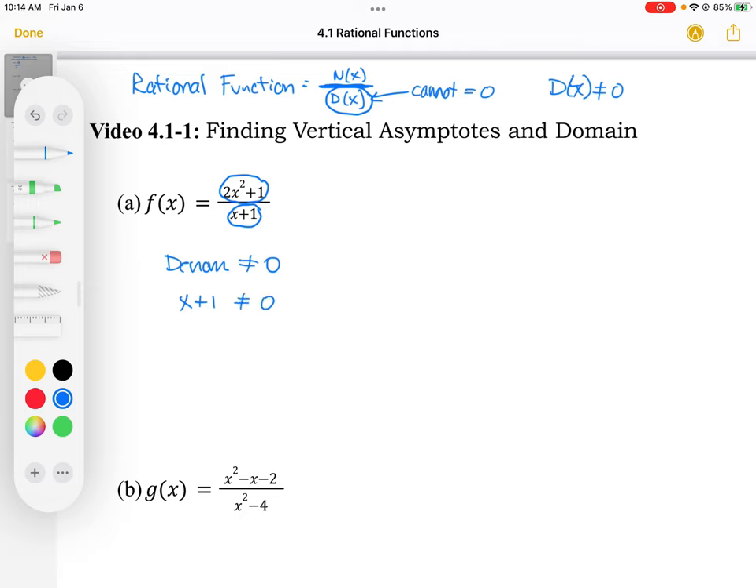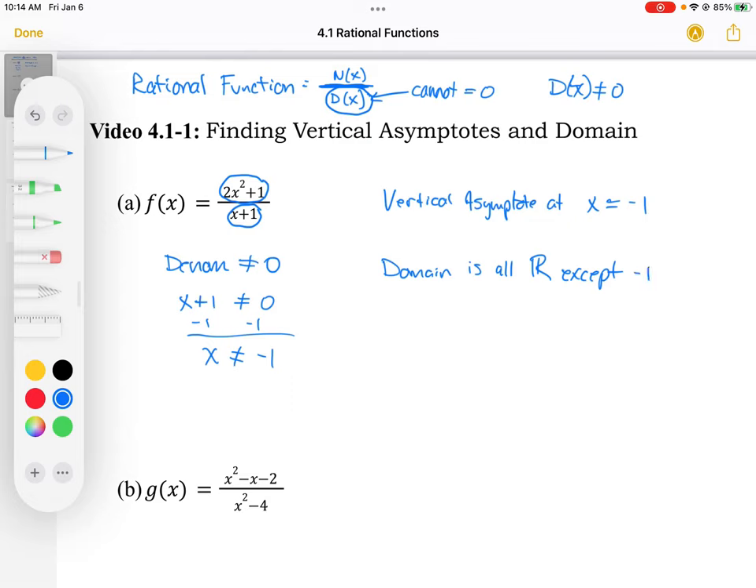So now I'm just going to solve this like an equation. So I have found that x cannot equal -1. X can equal any other value except for -1. So that means that we have a vertical asymptote at x is equal to -1, and that the domain is all real numbers except -1.